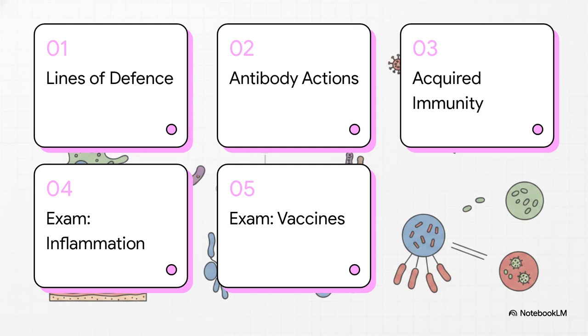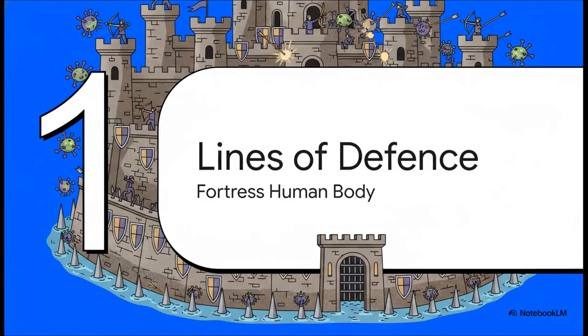Okay, let's dive into our game plan. We'll be covering the 3 lines of defense, the actions of antibodies, and the types of acquired immunity. Before taking all of that and applying it to our exam prep for both the inflammatory response and vaccines versus antiserums. Section 1. The 3 lines of defense.